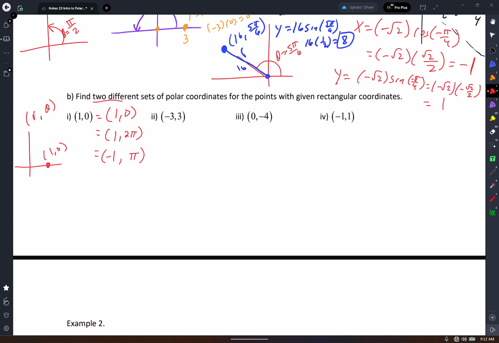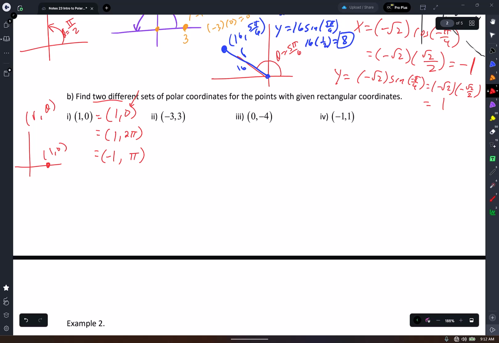Wait, can you re-explain why it's the same? Because the first one's the angle. That 0 is theta 0. So if theta 0 is the positive x-axis, and then you just make r equal 1, that's the distance from the origin. So I'm back at the 1, 0. That makes sense? Okay.